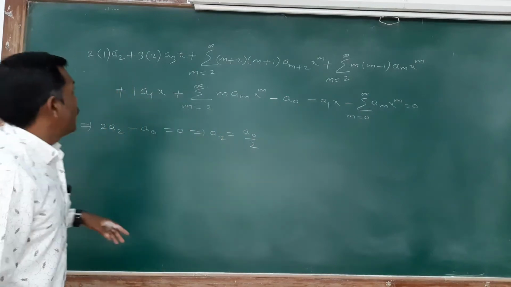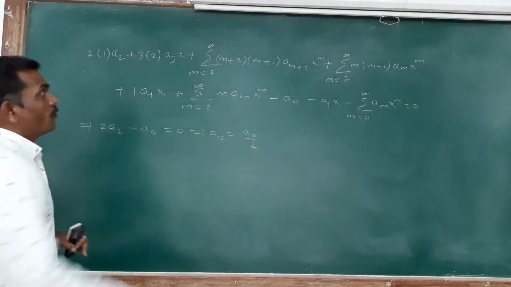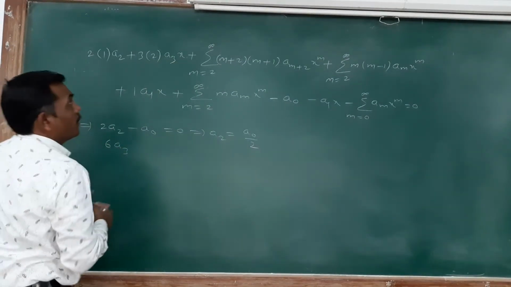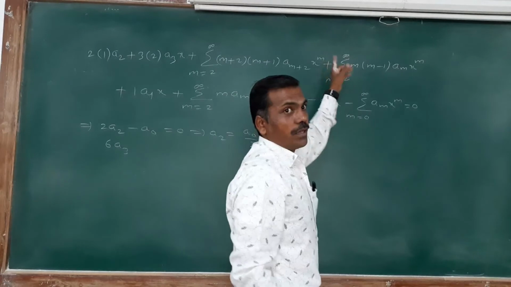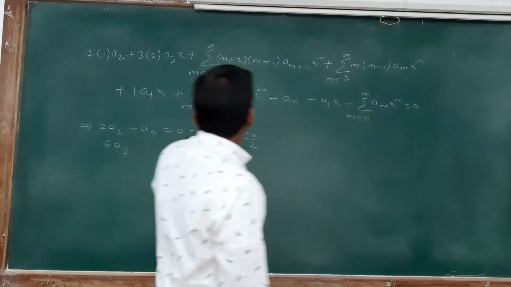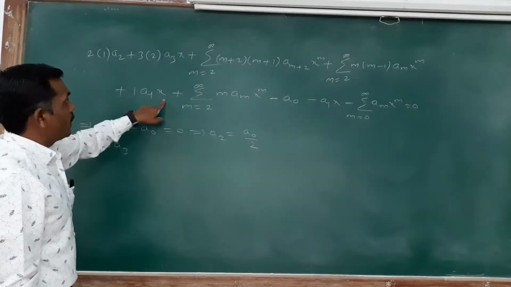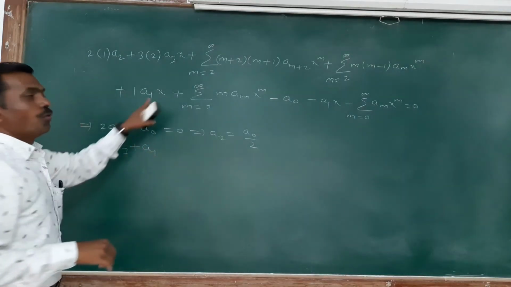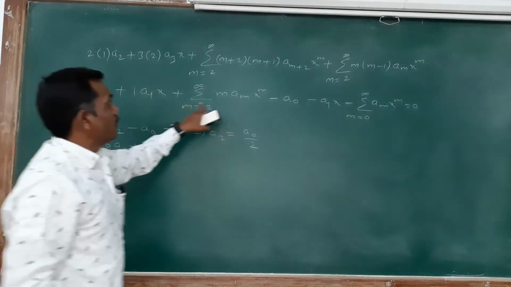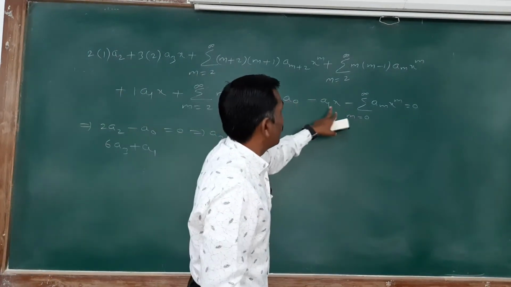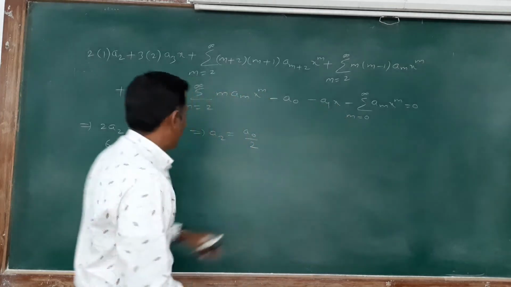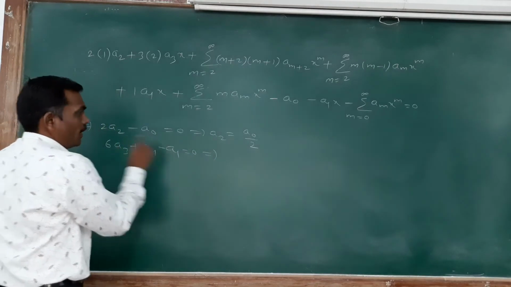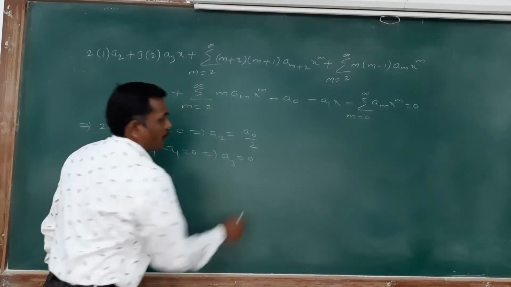I get a2 in terms of a0. Okay, understood. Next, take the coefficient of x. Which is the coefficient of x here? 6a3. Now here coefficient of x raised to m is there. We don't require x raised to m again. Here it is x. What is that? a1x. So plus a1. We don't want the constant term, we have already taken it. Minus a1. So here minus a1 is equal to 0. Means what I get? a1 gets cancelled. I get a3 is equal to 0.